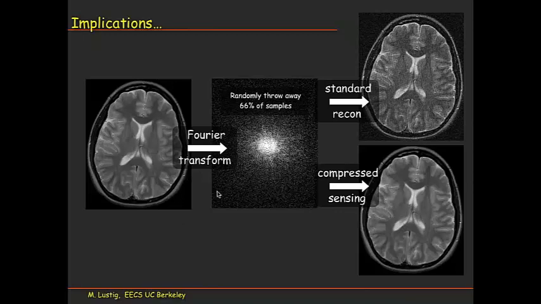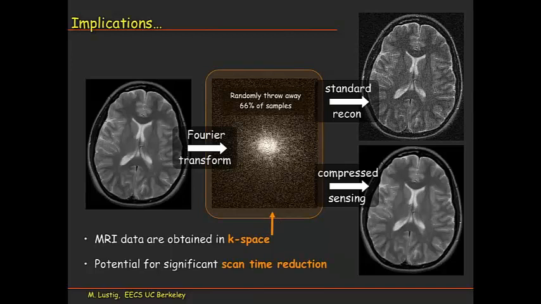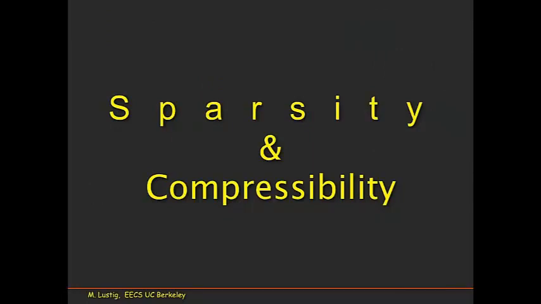Now, what's exciting about this is that if you do the same with a brain image, maybe not throwing away so many samples, a little bit less, a standard reconstruction will give you this kind of incoherent aliasing, or incoherent interference. I'm not sure you can see this with the dynamic range of the screen, but a compressed sensing reconstruction will give you something that is clinically viable, very, very close to what you started with. And because MRI data are obtained in k-space, or in the frequency domain, this is really a potential for significant scan time reduction. Now it's all about sparsity and compressibility.